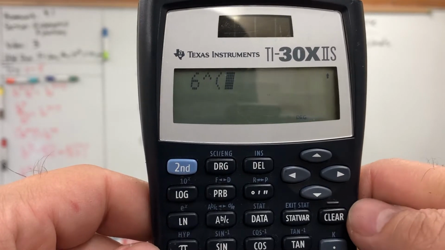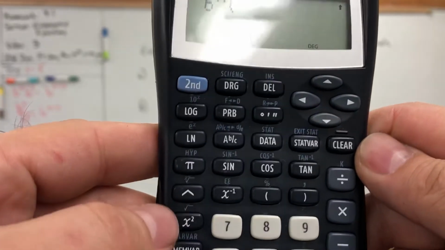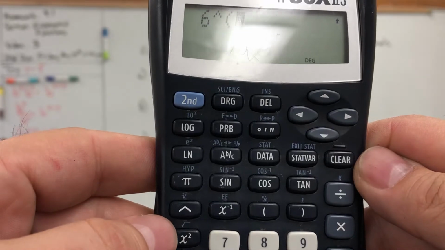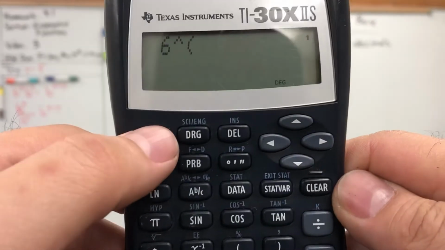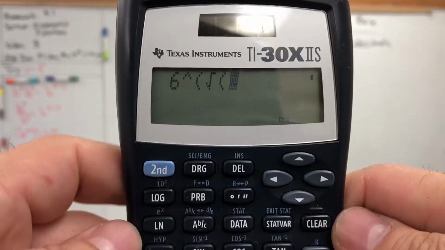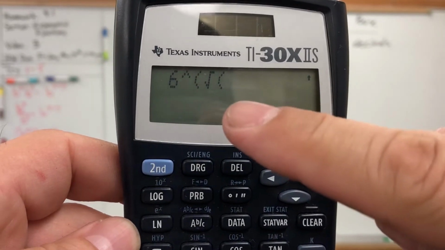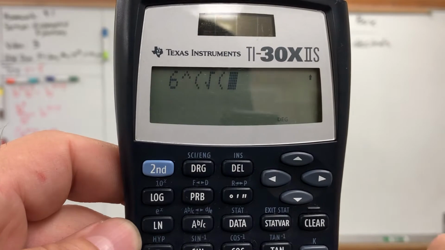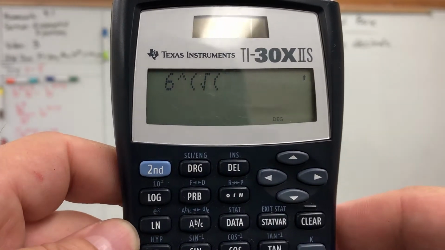And then the square root of 8. Well, the square root is above the square button here on this calculator, so I have to hit second first. So second, square root. And if you'll notice, this is where knowing your calculator is important. This calculator, when I press the square root button, it automatically opens up a parentheses.